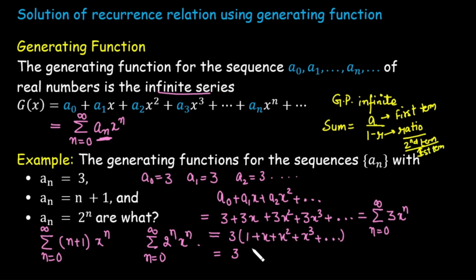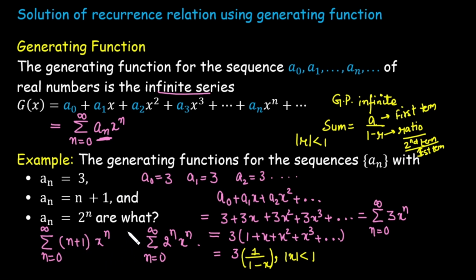In this case, the first term is 1, so in place of a we put 1. And r is the second term divided by the first, that is x. This sum is valid provided the modulus of r is less than 1, and here we put the condition that mod of x is less than 1. In that case, we get the generating function of this form. It means this function generates the sequence of the form 3, 3, 3, and so on. And the same we can do for the rest.